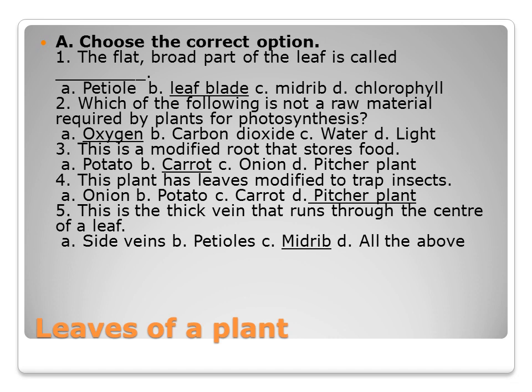Fifth one, this is the thick vein that runs through the center of the leaf. It is called a midrib. The middle thick vein, it is called a midrib.